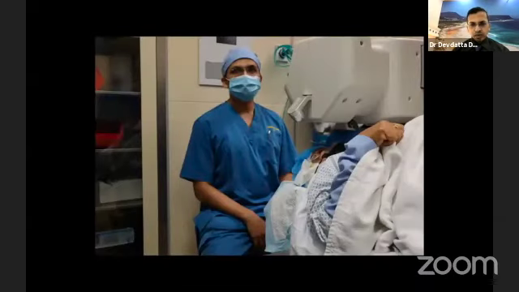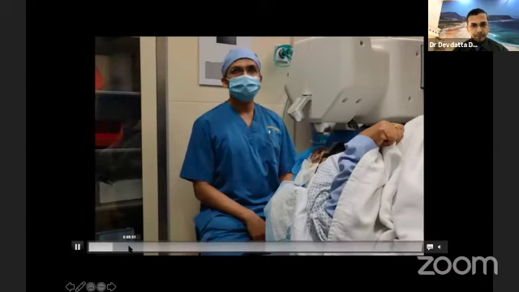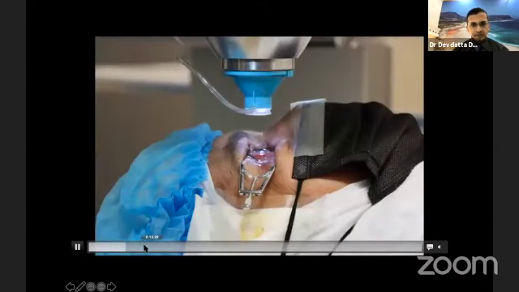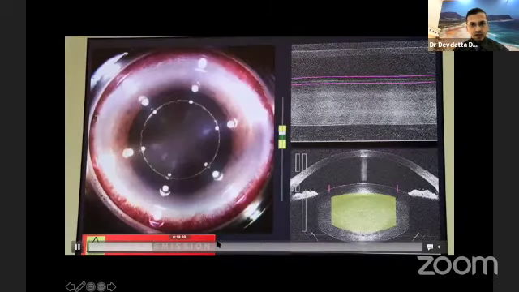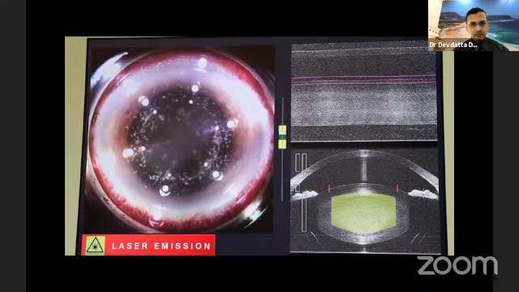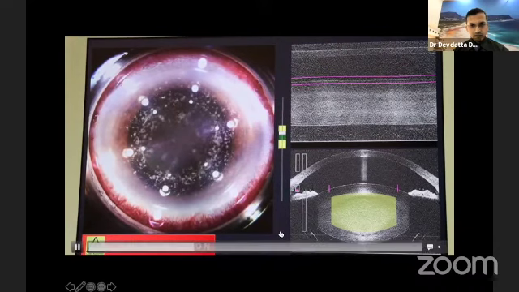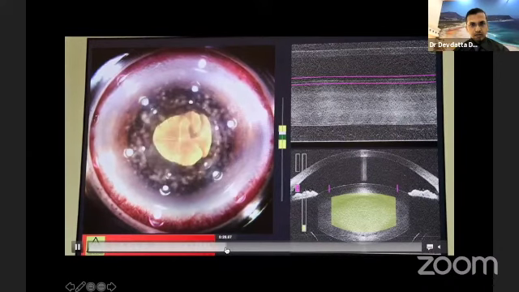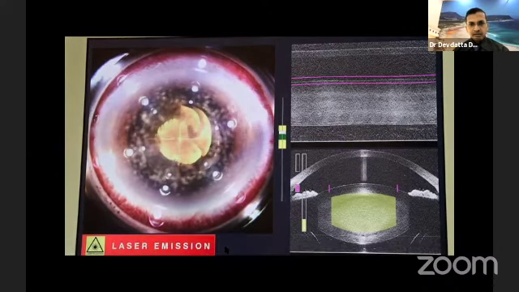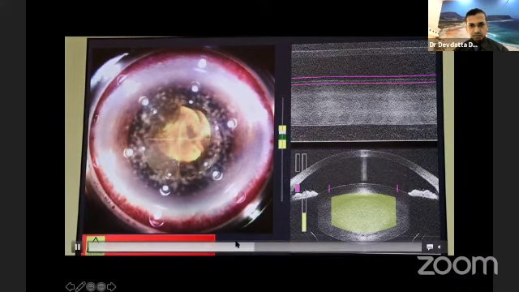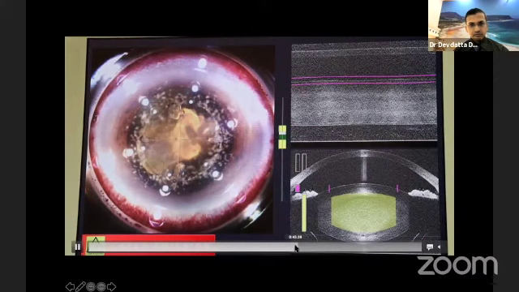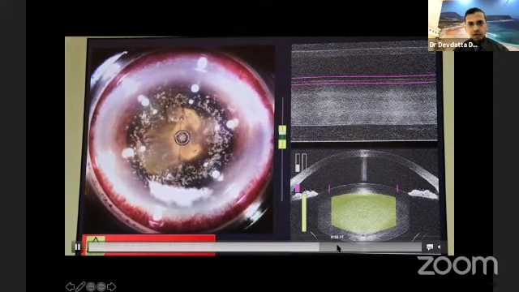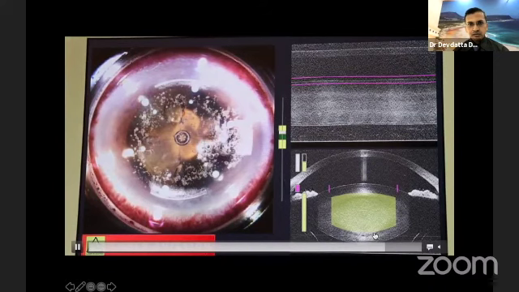So this is a short video which shows the actual procedure. The docking is being done. Initially, the capsulotomy is done. This is followed by a lenticular crack. Followed by astigmatic keratotomy, 2 of them in this case. And lastly, the main incision is getting done.